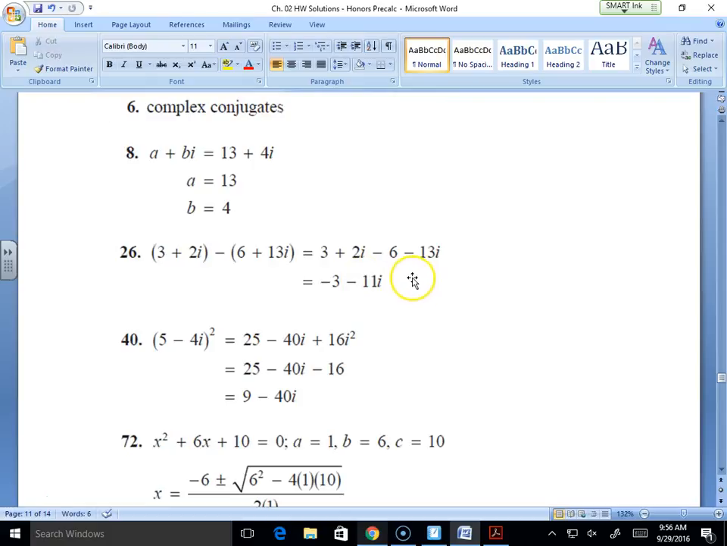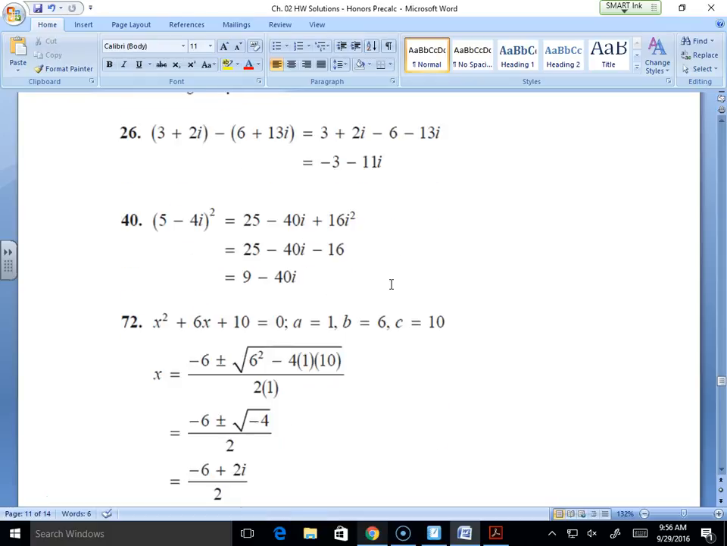Number 26: -3 minus 11i. No killing of seals occurred in your homework, right? No, ma'am. We distributed those negatives? Nice. Never again after that. Number 40. You had to not kill a puppy, FOIL it, change the i squared to a -1, and then combine. 9 minus 40i? Still rocking it? If you made a mistake, you're finding it and fixing it.